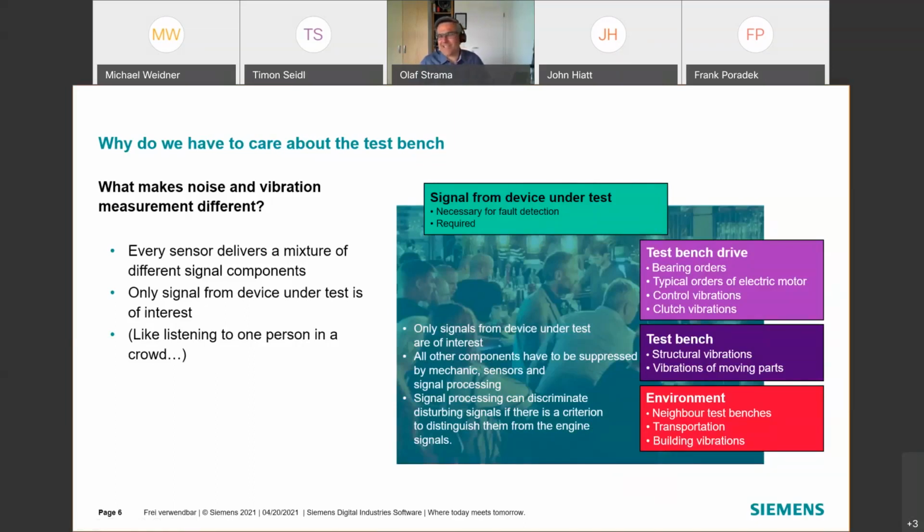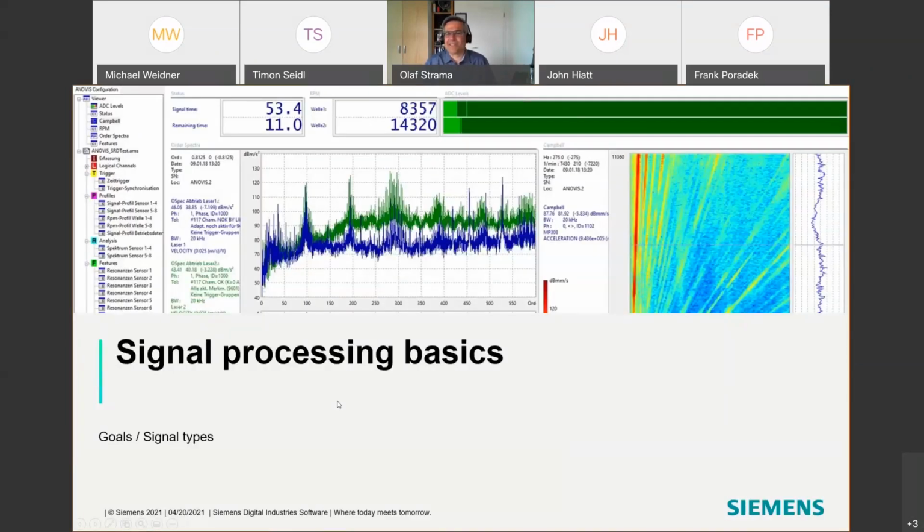And in our case, this is maybe one certain tooth mesh that has the information for us if the tooth flank is damaged or not. That's what we are interested in. And to filter this out, we use digital signal processing. And to understand this a little bit better, we start at the basics.